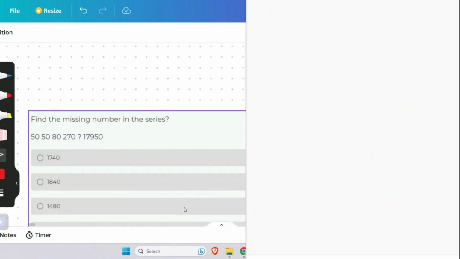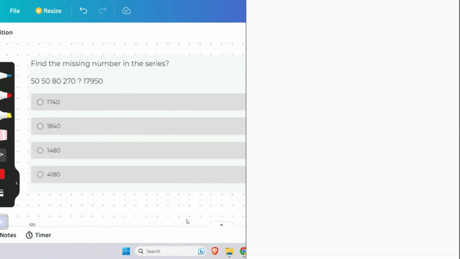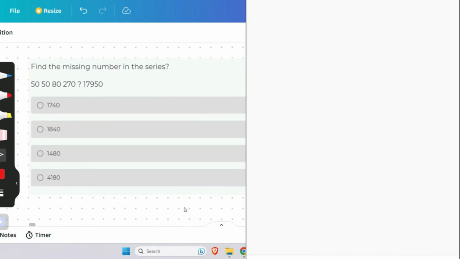So this is the third question of today's session. Please pause the video and try to solve the problem. Otherwise, it will not be helpful to you, right? Okay, I am solving the question. So look at the pattern here carefully. The series is 50, 50, 80, 270 and the question mark, right? So what pattern is it following?